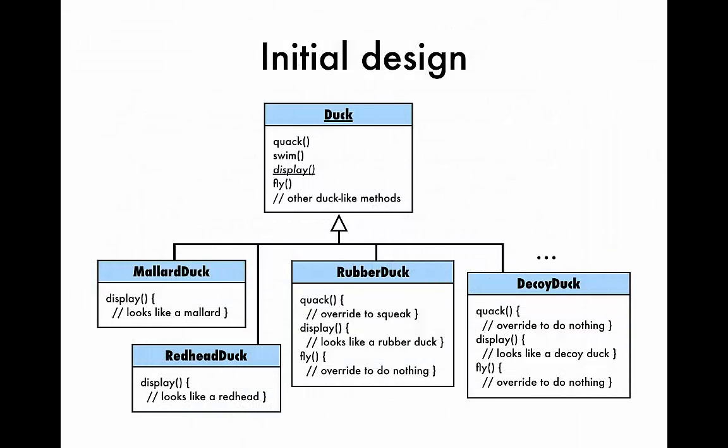So let's go back to our initial design with the fly behavior and the decoy duck added. And let's look at one particular issue. There are three methods here that override the abstract duck class to do nothing. One is quack in decoy duck and fly in both rubber duck and decoy duck. This seems odd. I mean, if these methods are not going to be implemented in certain subclasses, maybe it's better if these methods were optional in some sense.